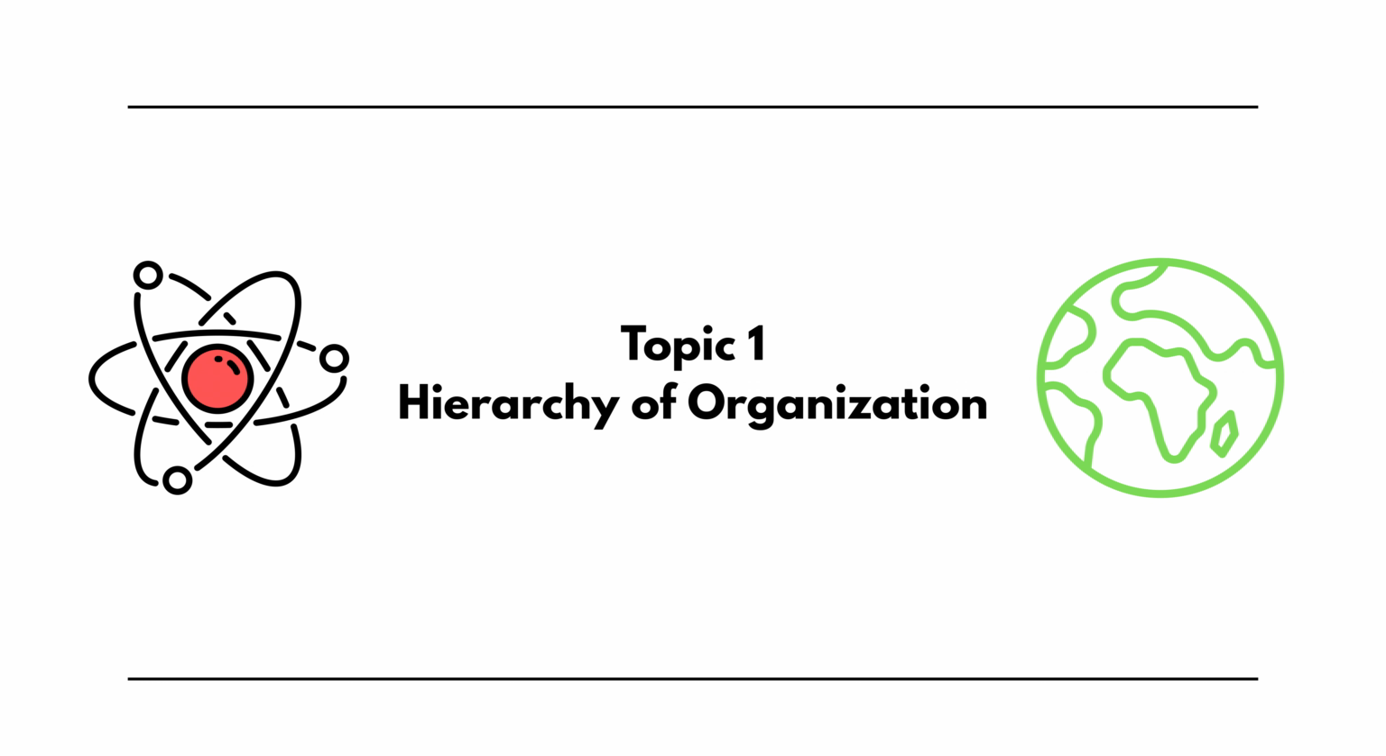Let's start off with the hierarchy of organization. Now in biology, systems tend to have a lot of smaller parts that work together to form a bigger whole that is able to do bigger tasks.